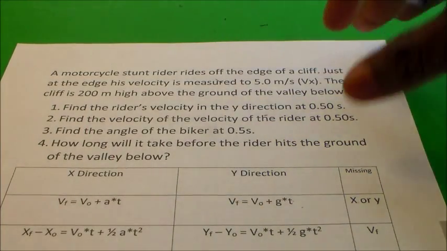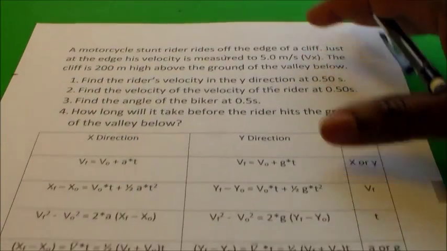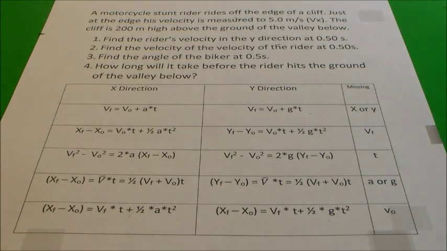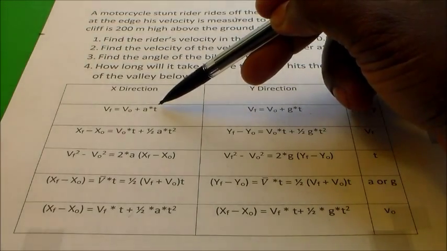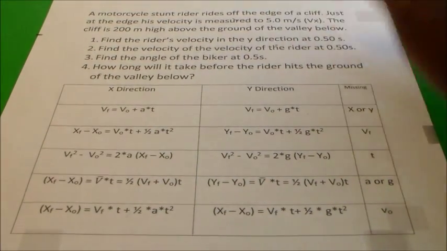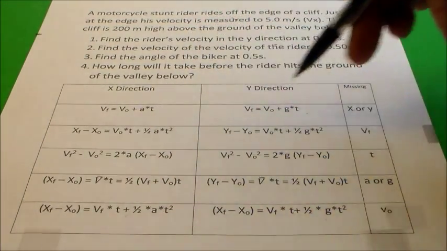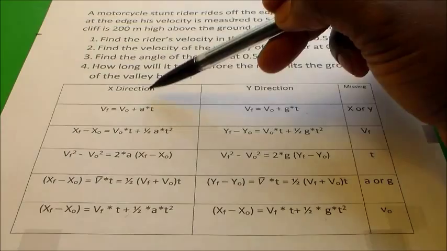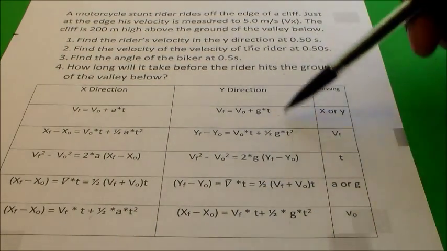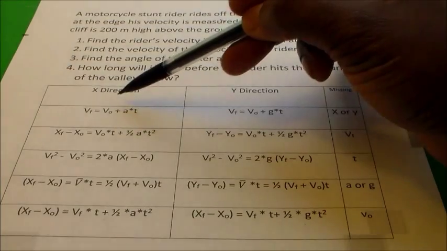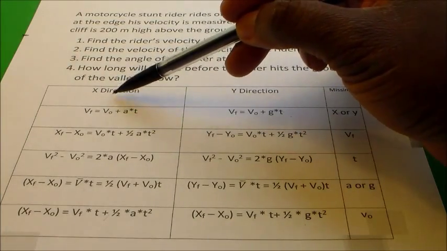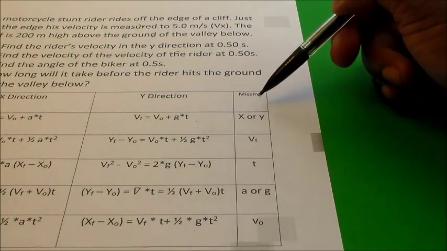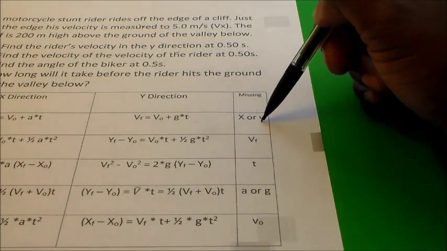What I like to do when I start off problems is write out the kinematic equations. You may be familiar with the fact that there are 5 kinematic equations, and since this is a two-dimensional projectile motion problem, we need to write those equations both in the x direction and in the y direction. So I've taken those basic kinematic equations and broken them into an x direction and a y direction. In addition, I've added a column for what's missing from the kinematic equations.